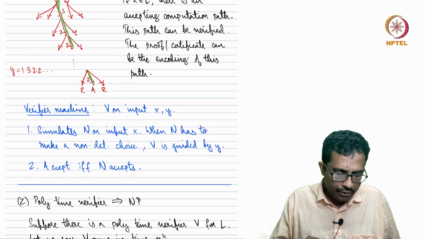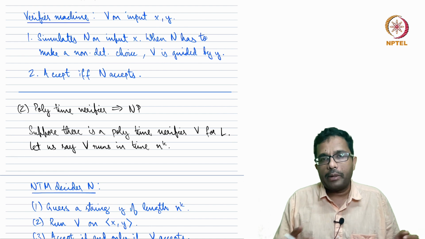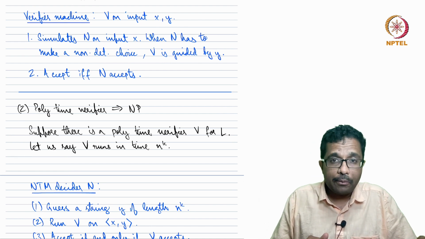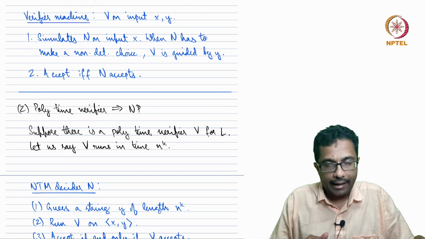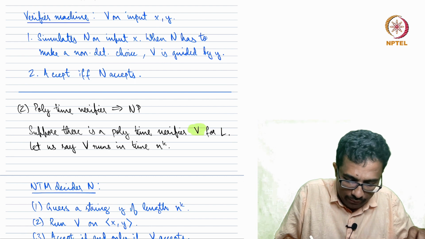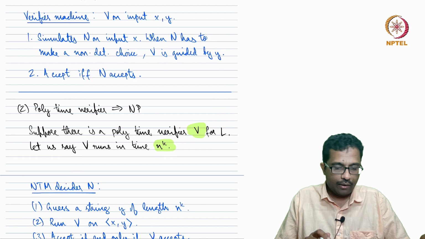The other direction is also not that difficult. It says that if a language has a polynomial time verifier, then the language is in NP. So suppose there is a polynomial time verifier for the language L. Let's say the polynomial time verifier is V, and let's say V runs in time n to the power k.